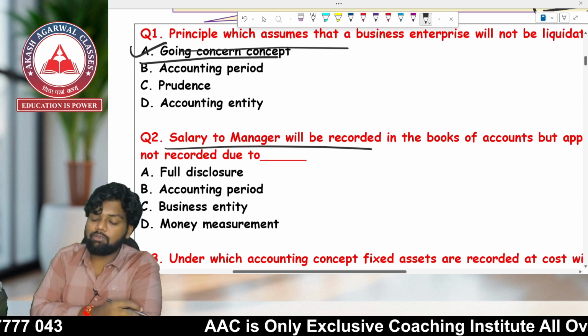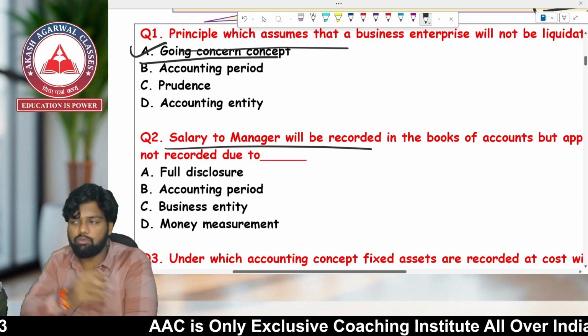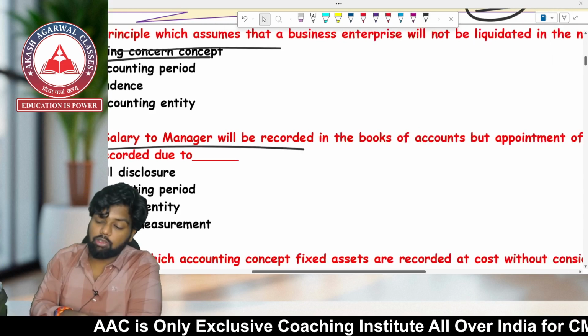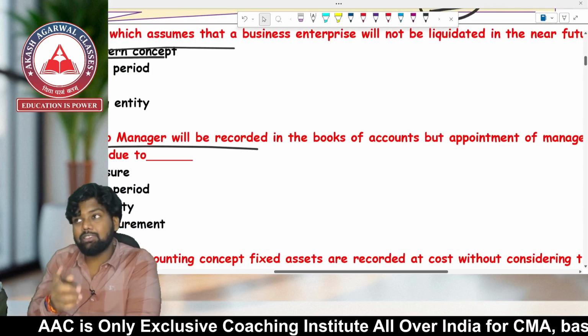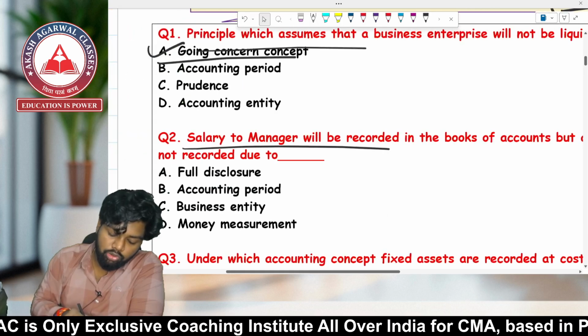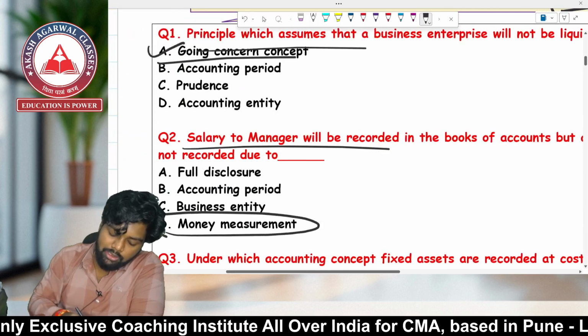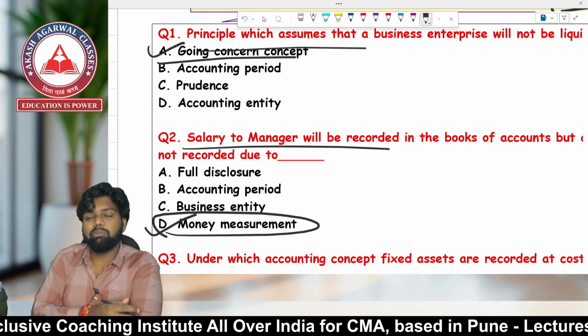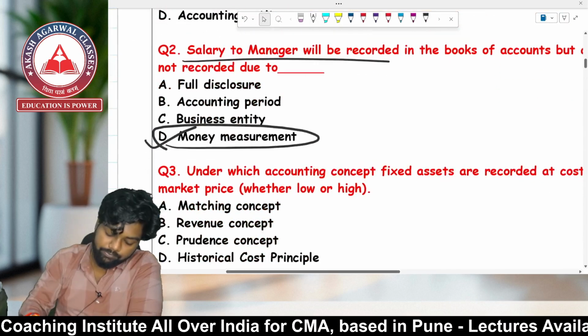Salary to a manager will be recorded in the books of accounts. If you pay salary to the manager, it will be recorded, but the appointment of a manager will not be recorded. Due to which concept? Money measurement concept.